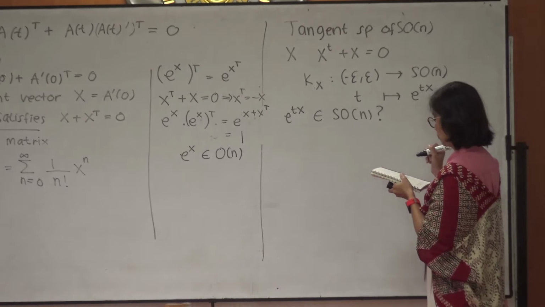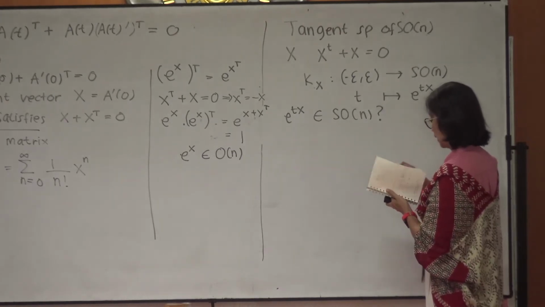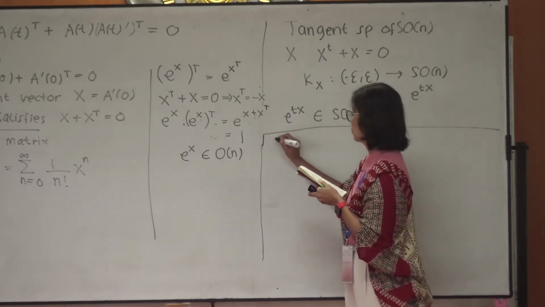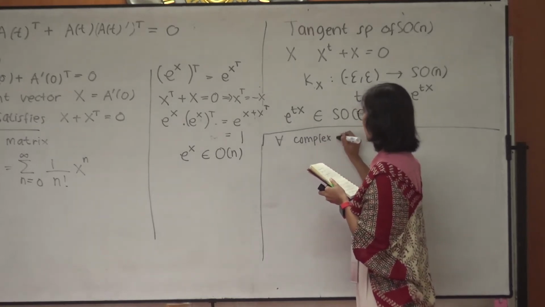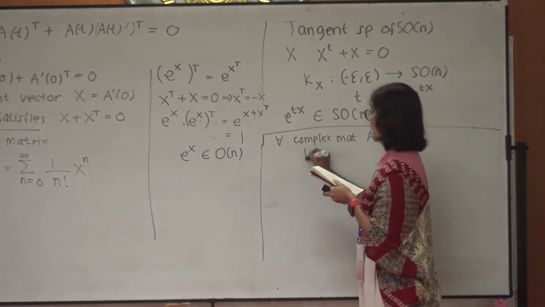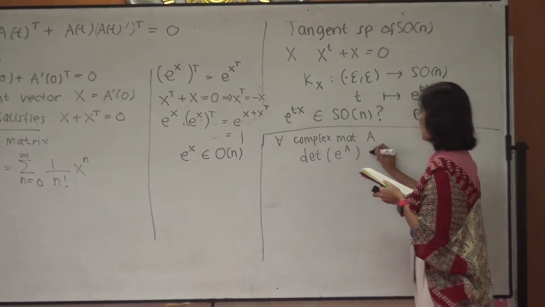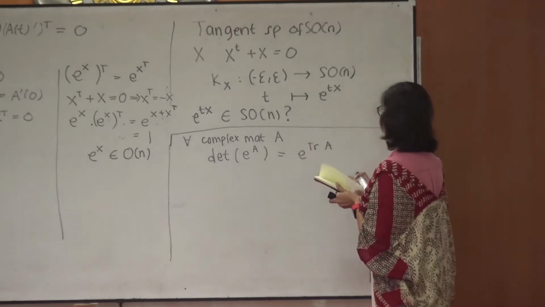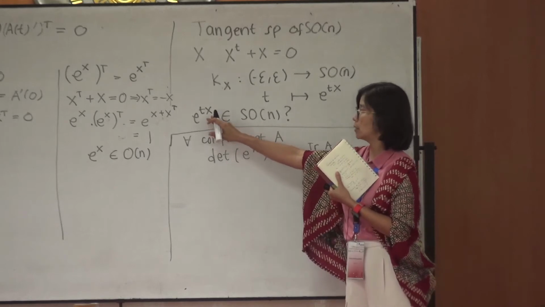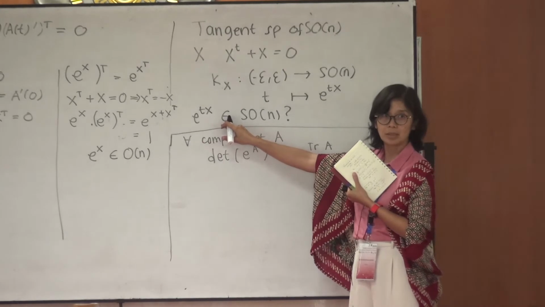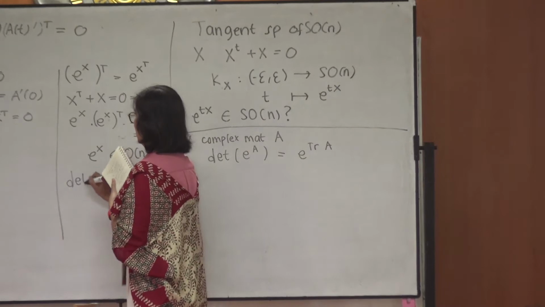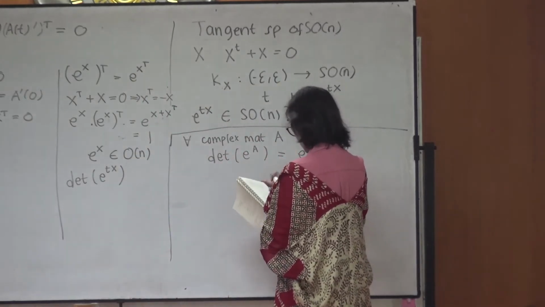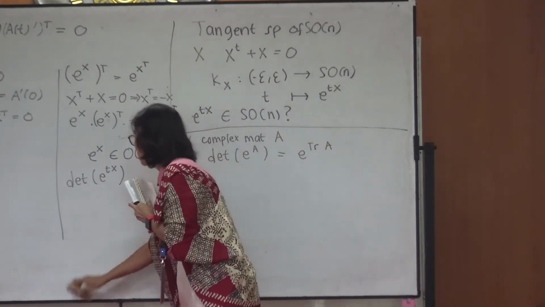And we also have, I will write it here but I will not give the proof, that for all complex matrices A, you can check that the determinant of e power A is the same as e power trace of A. So in order to see that e power tX is in SO_n, we need to compute the determinant of e power tX. Yes, I will skip one more little detail.